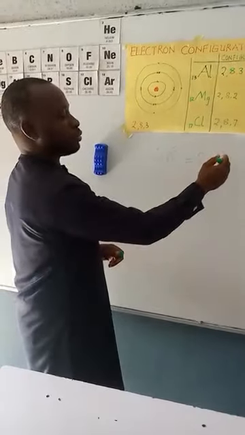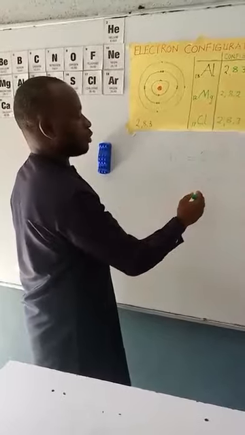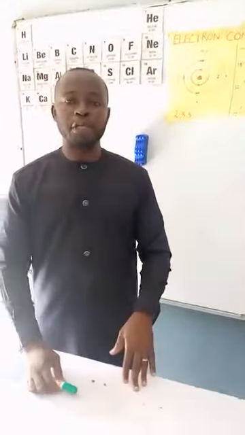n raised to power 2 is equal to 1. 1 raised to power 2 is equal to 1. So 2 times 1 will give us 2. That is the maximum number of electrons that can be in the first shell.